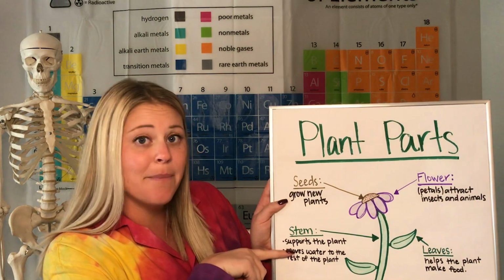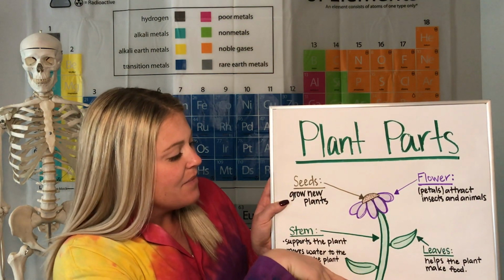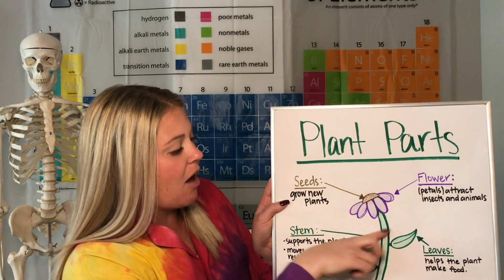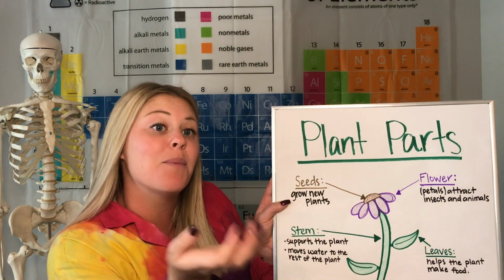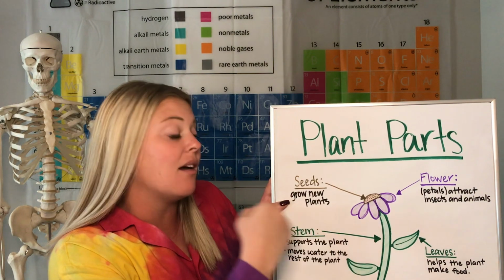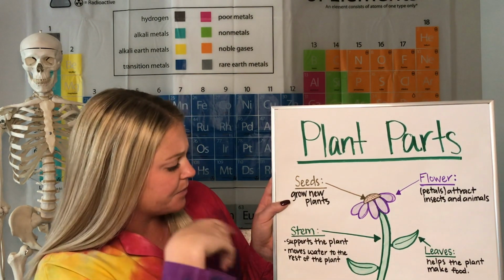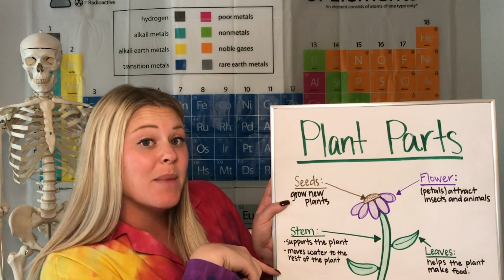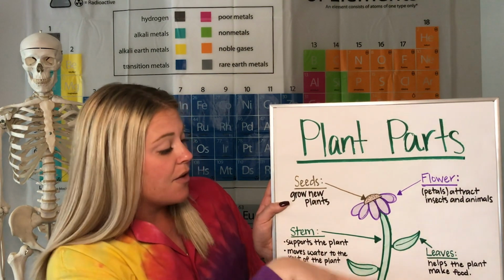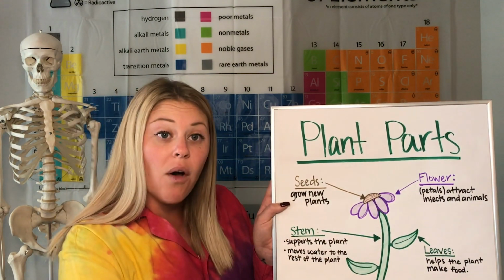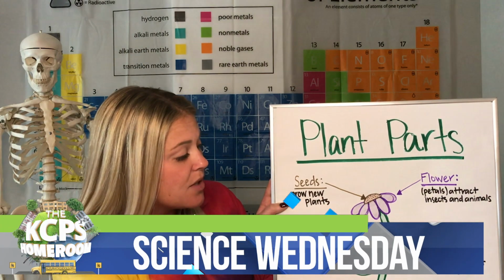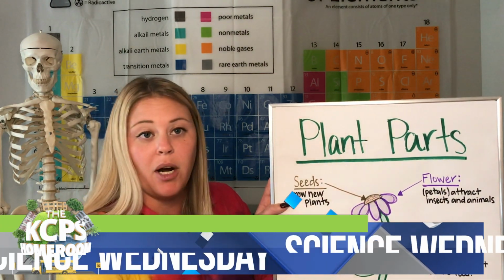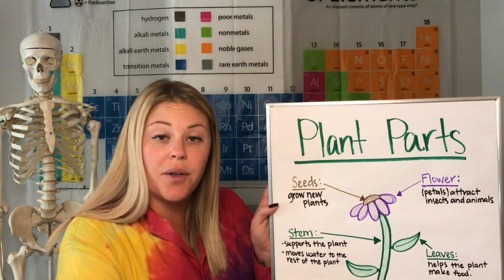Now we have a stem, so all plants have a stem. On this plant, you'll see the leaves are coming off the stem. If you remember last week, on the Gerber daisy, those leaves came from the base of the plant, so they didn't necessarily come from the stem where the flower is. The stem is going to support the plant, so it allows the plant to stand up tall. It also is going to move water from the roots of the plant all the way up to the different parts, to the leaves, to the petals, etc.